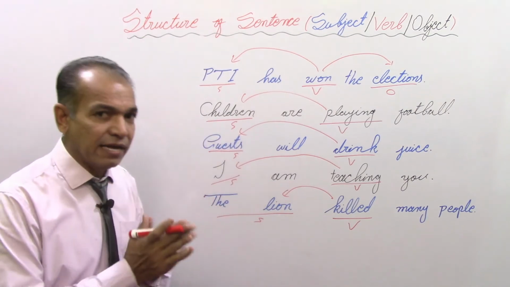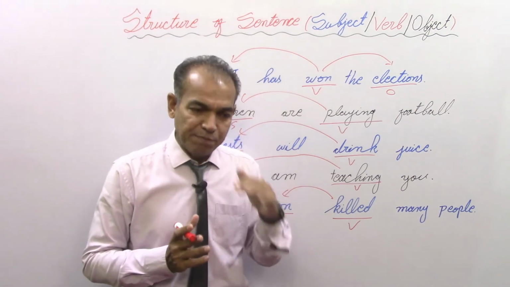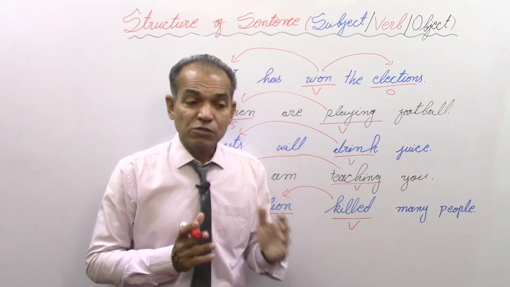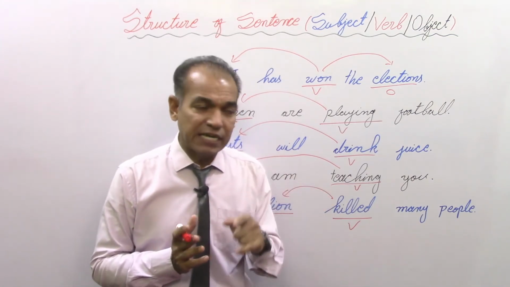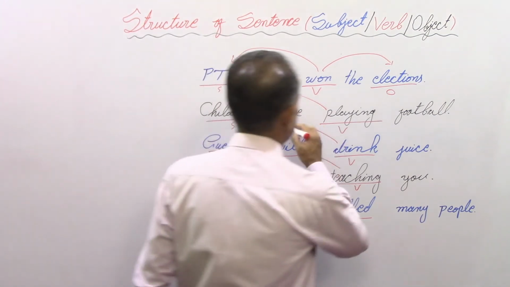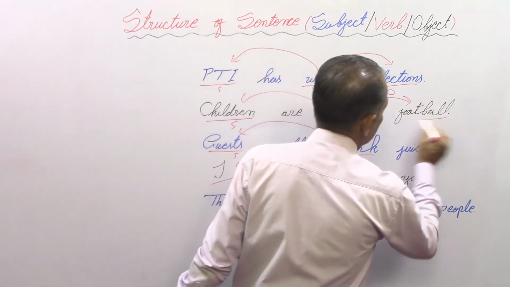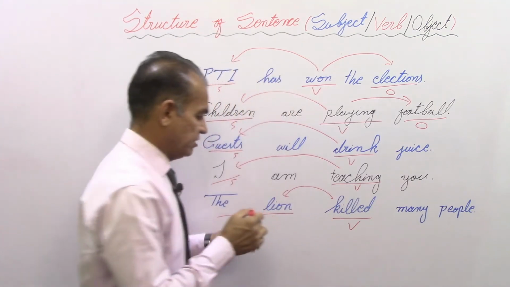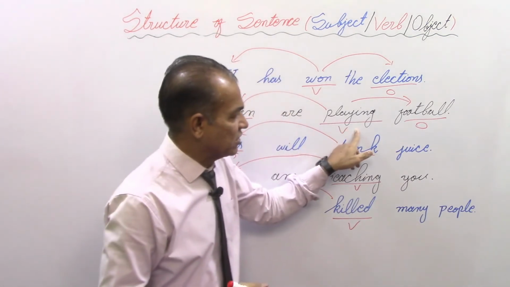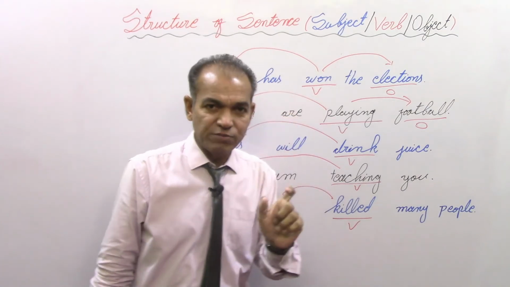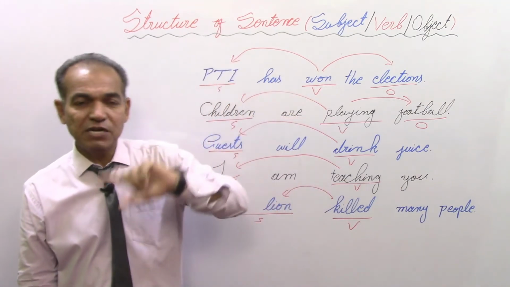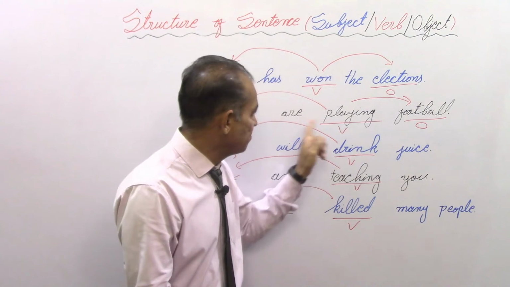In the same way, "Children are playing." When they are playing, they are performing an action. So what is the thing which is being affected by this action? They are playing football, the name of the game, so football is being affected by this action. This will be called the object of our sentence. So what is an object? An object is the person or thing that is being affected by the action.